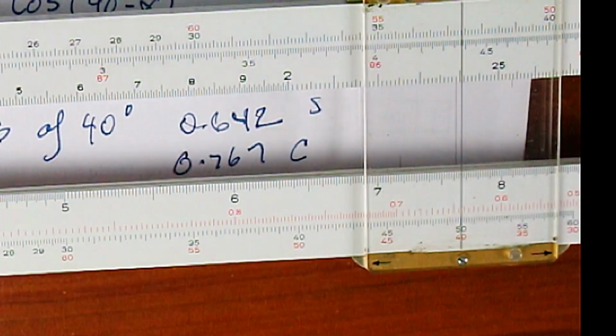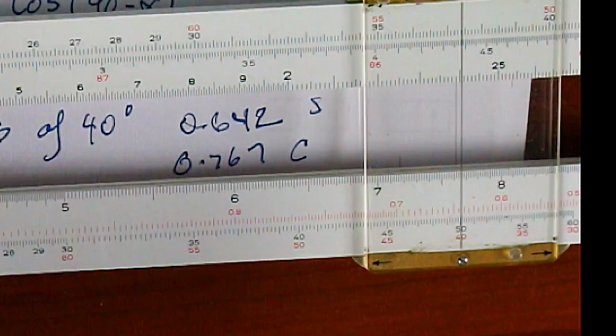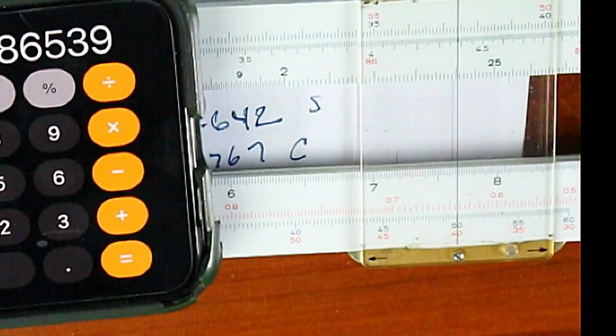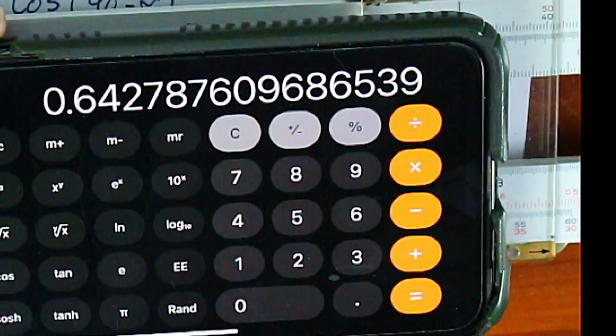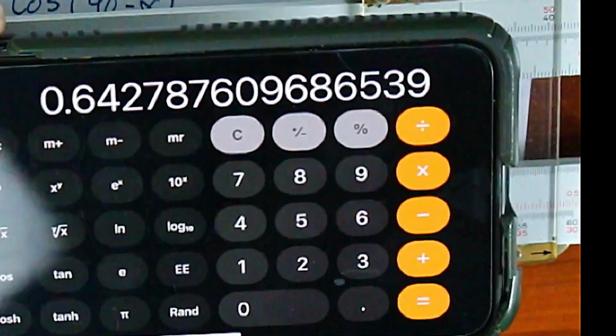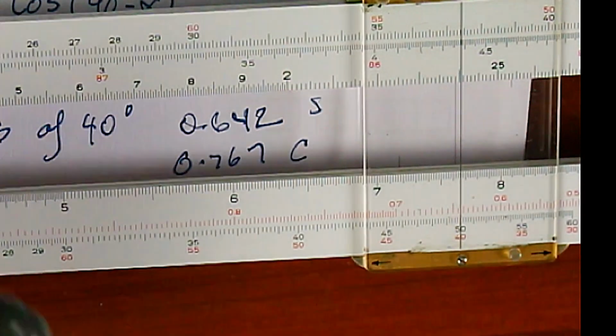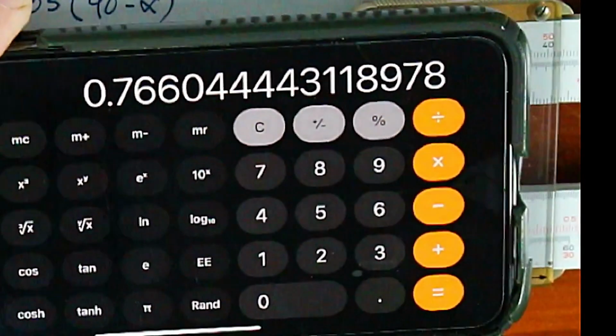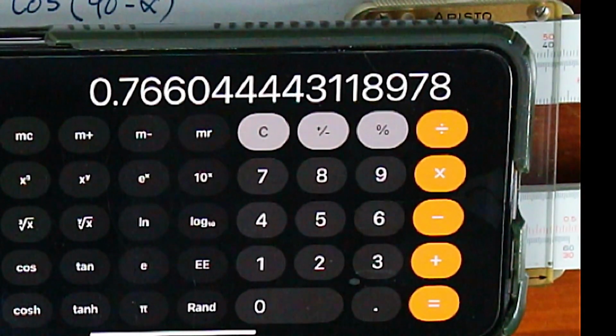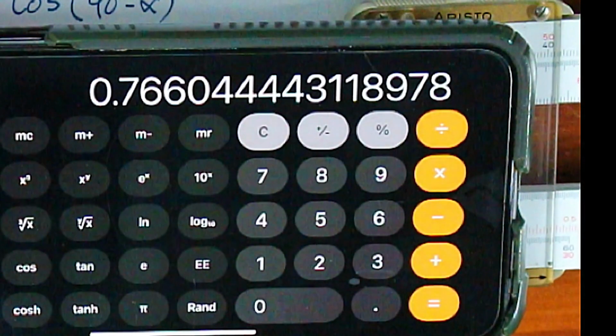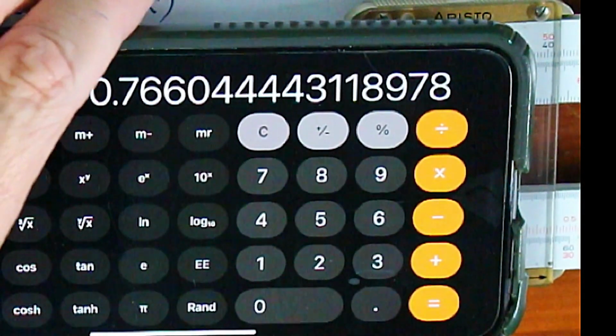So let's go ahead and compare that to what we get on the calculator. So the sine of 40 degrees is going to be 0.6427, and we got 0.642. The cosine will be 0.766. We got 0.767. Again, not bad. 3 significant digits, pretty darn close.